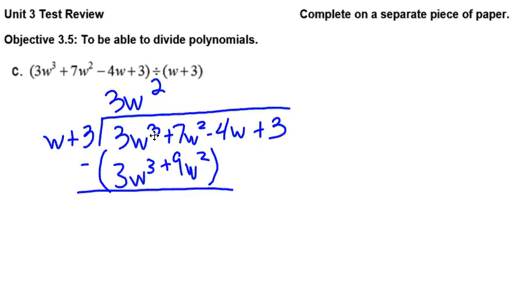Again, when you're dividing, you do the multiplication by the divisor and then you subtract. So 3w to the third, or 3w cubed, minus 3w cubed is 0. So I'm going to cross those out. 7w squared minus 9w squared, that would be a negative 2w squared. I have 2 terms in my divisor. Right now I have 1 that I'm working with underneath my dividend, and so that means I'm going to have to bring down my second term to keep things balanced. So I need to bring down that negative 4w.